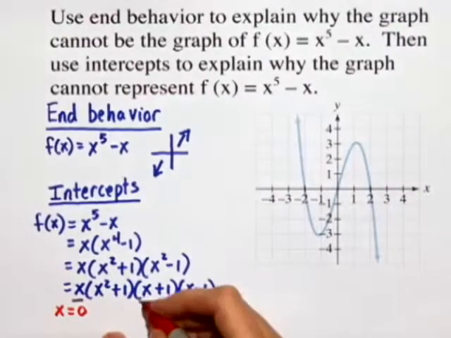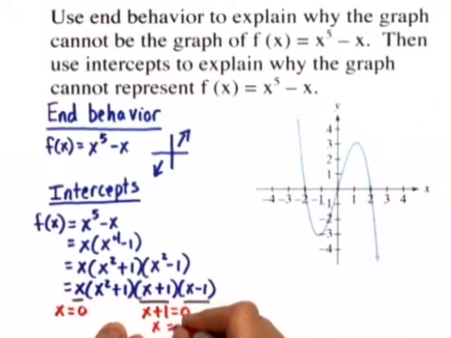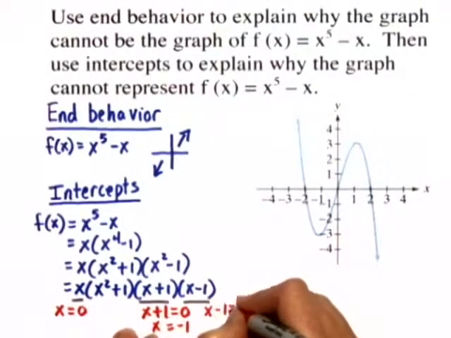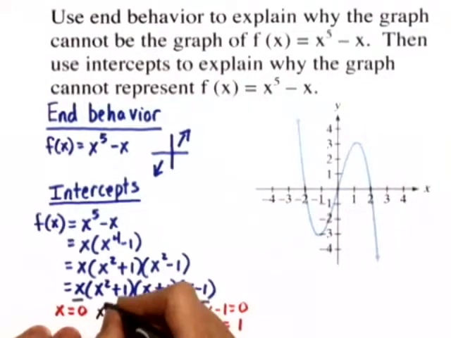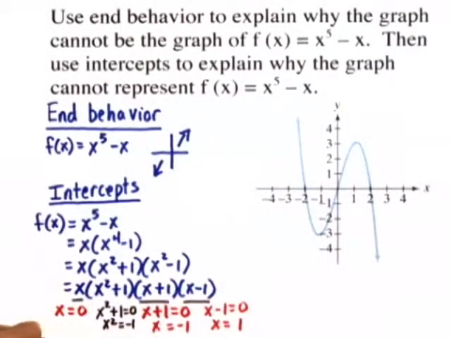If we set x plus 1 equal to 0, we'll get x equals negative 1 as our next intercept. And if we set x minus 1 equal to 0, we'll get x equals positive 1 as our next intercept. Let's talk for just a minute about this quadratic factor, x squared plus 1. If I set x squared plus 1 equal to 0, I'll get x squared equals negative 1. There are no real solutions to this equation, so therefore this does not provide me with any x-intercepts.